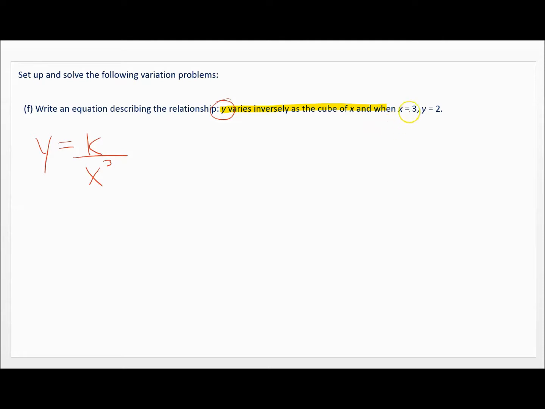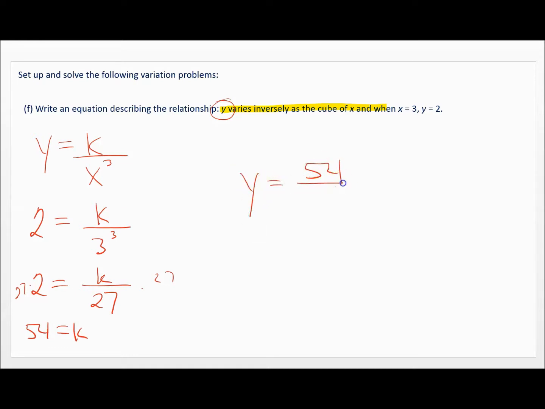All right. Then they go on to say when x is 3 and y is 2. So y is 2. We don't know k. We're trying to find it. And x is 3 to the third. So now I have 2 is equal to k over 27. We know 3 to the third is 27. 3 times 3 is 9 times 3 is 27. I multiply both sides by 27 to solve for k. So 2 times 27 is 54, which is equal to k. So my equation is y is equal to 54 divided by x to the third.